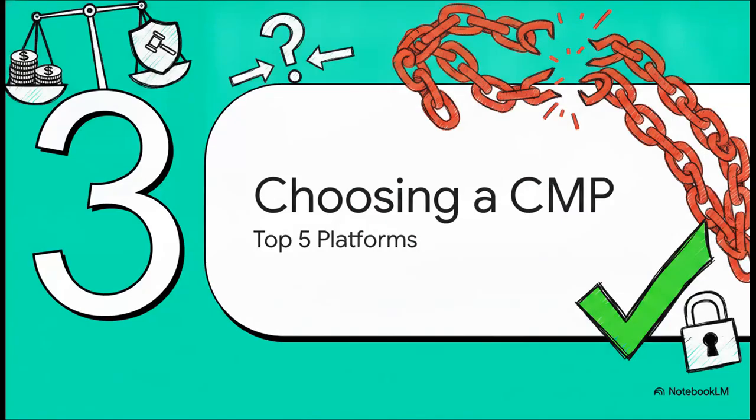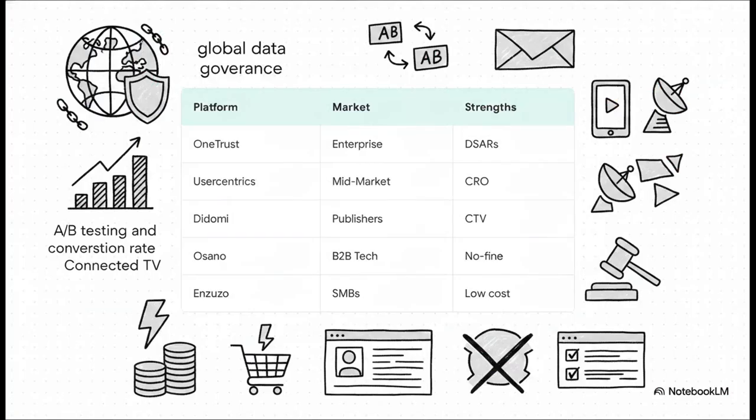Which brings us to Section 3, choosing the right CMP. What's really interesting here is how distinctly segmented the market is. Not all CMPs are built for the same kind of organization. At the very top, you've got OneTrust as the heavy enterprise standard for global data governance. This is the one you buy when you have a massive legal team scrutinizing every single pixel.